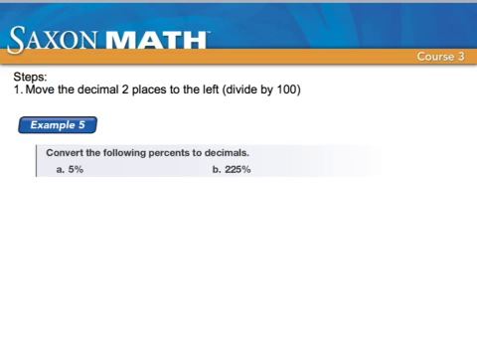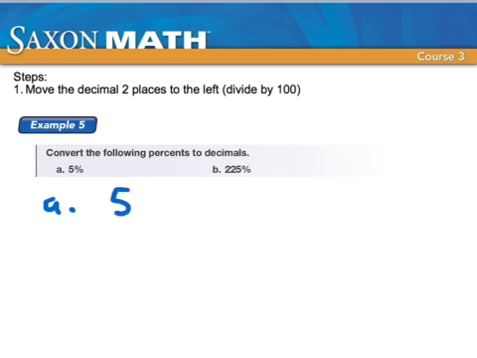Alright, let's go on to more examples. Now for the next example, I want to convert from percents to decimals. So I want to go the other way. My step is to move the decimal 2 places to the left, or divide by 100. So when I go from percents to decimals, I'm dividing by 100, moving it 2 places to the left. When I do this, I'm going to ignore that percent sign and put a 5 there.